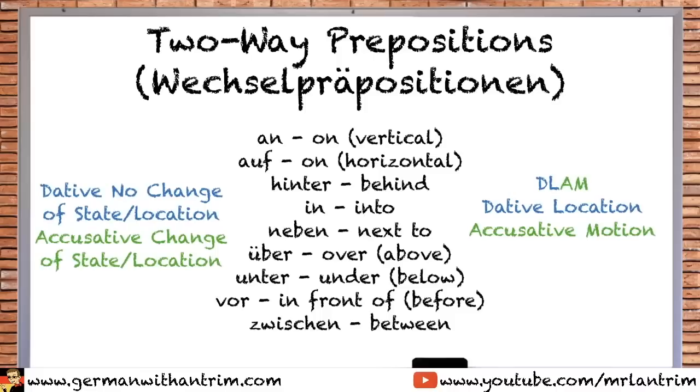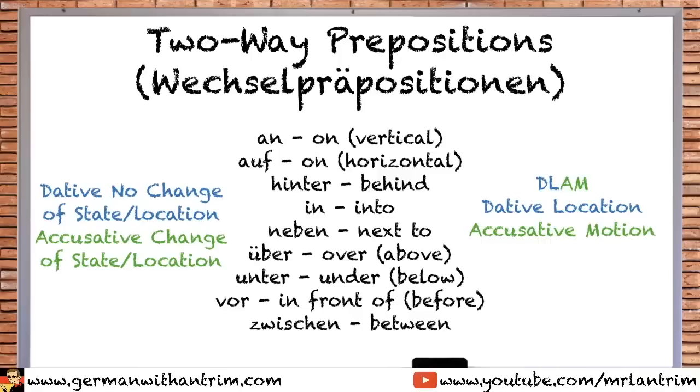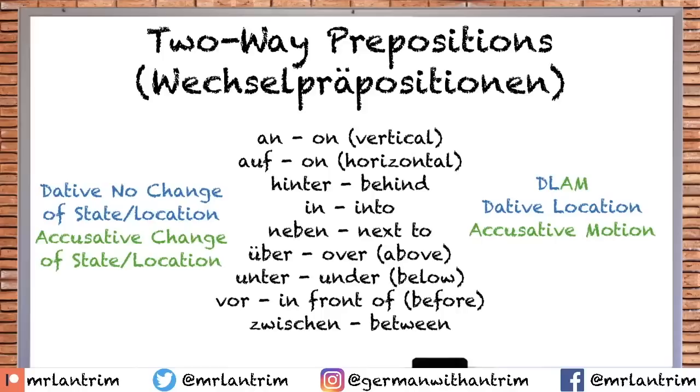All right, next up is the most popular concept that everybody keeps asking me to talk about, and that is two-way prepositions. This seems to be incredibly confusing to a lot of English speakers, when to use the accusative and when to use the dative case, which is what's called a Wechselpräposition. Wechselpräpositionen sind two-way prepositions. That means that this could be accusative or it could be dative. And depending on how it's used in the sentence, you could use either one, and that is incredibly confusing.